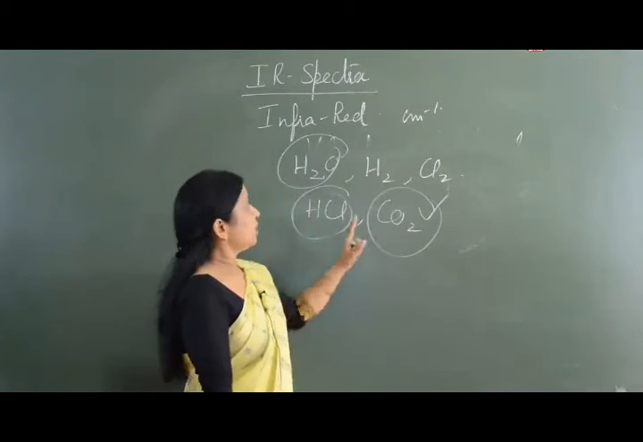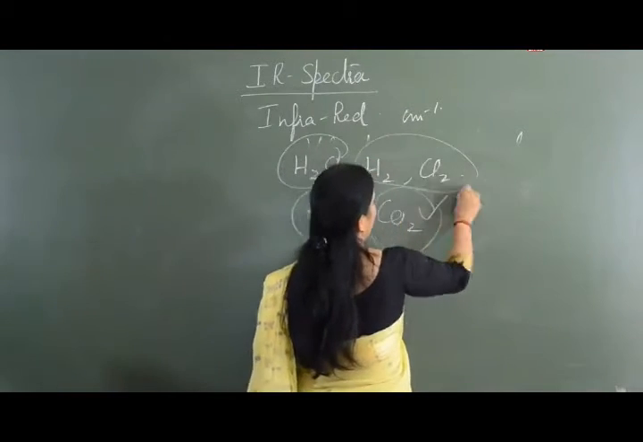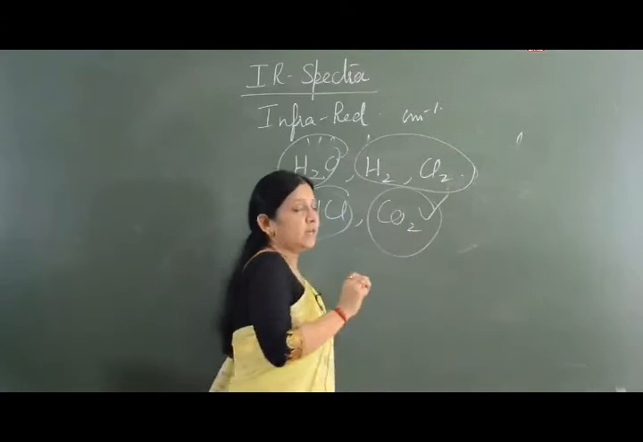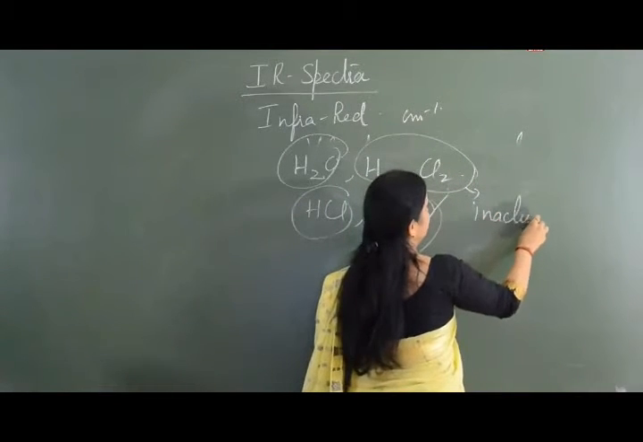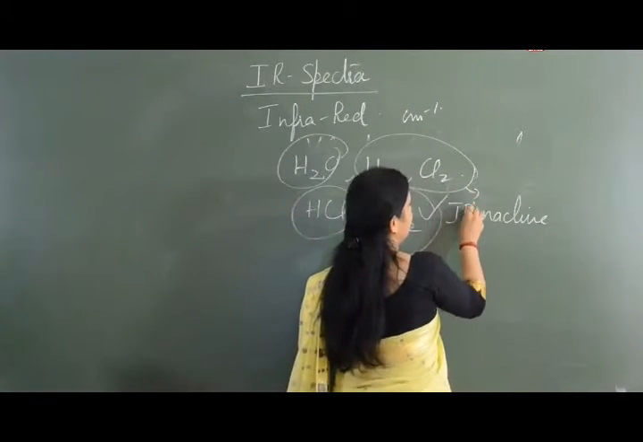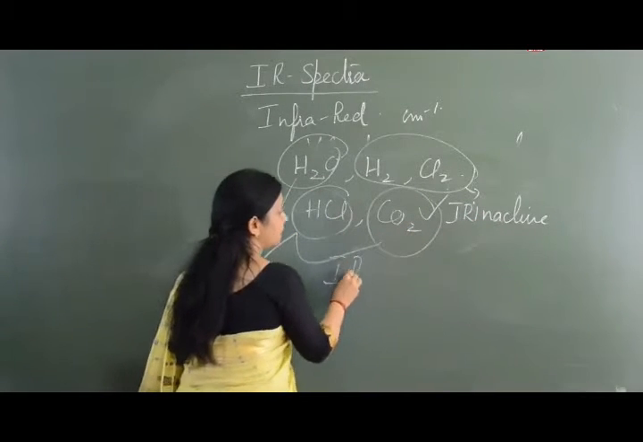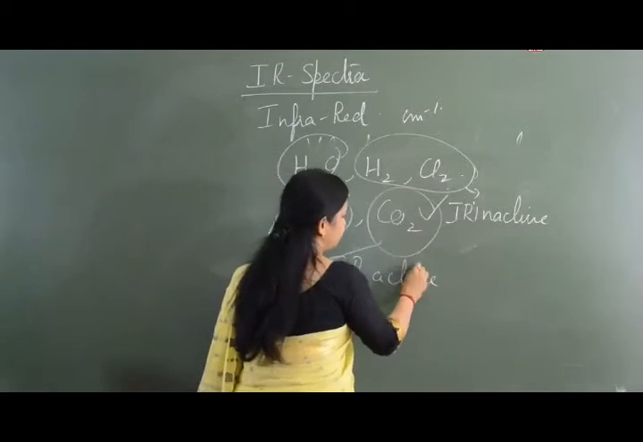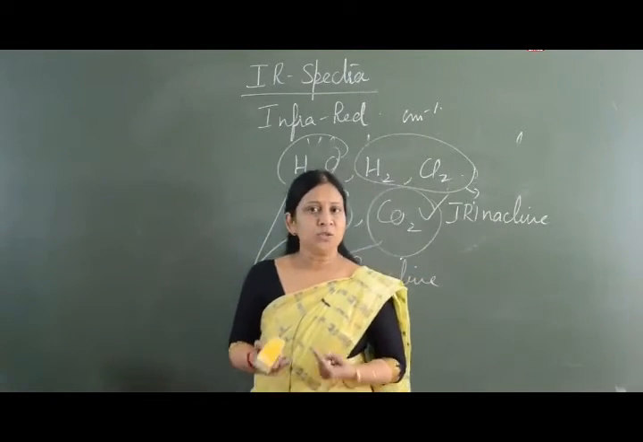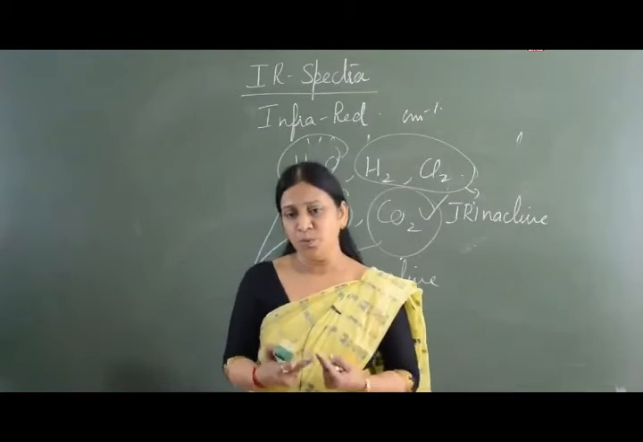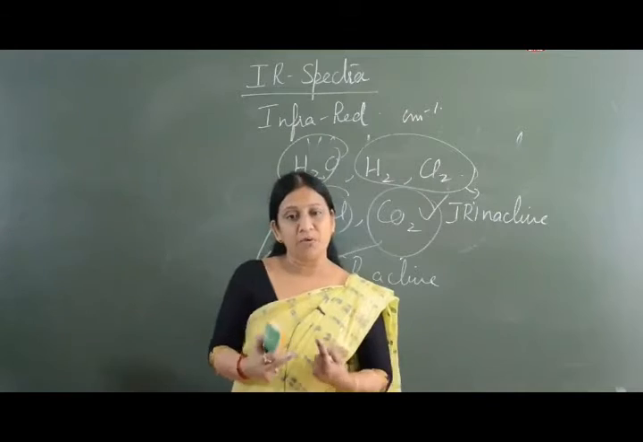So these three molecules are IR active molecules, whereas hydrogen and Cl2 are inactive. So these are IR inactive molecules, whereas these three are IR active molecules. So IR spectra is given by molecules which have a permanent dipole moment which changes when the molecule undergoes vibration.